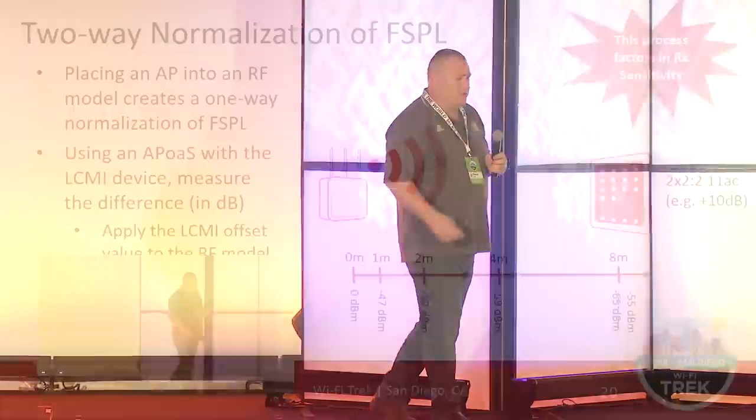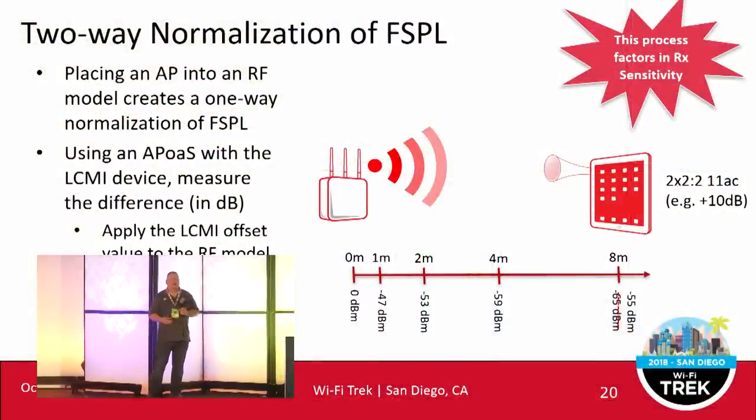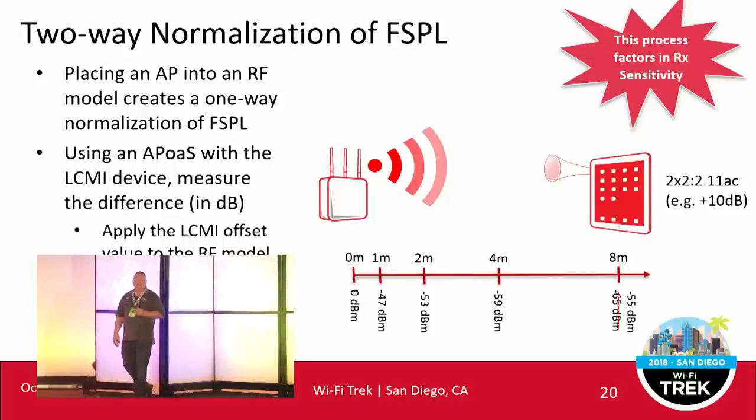You showed on there that you were talking about your lowest LCMI. How did you come up with those numbers to suggest what they would be? Yes, that's a great question. So there are two processes we have to use. There's one on the front end, one on the back end. One for modeling, one for surveying. They're completely different. The offset for a model is against free space path loss.